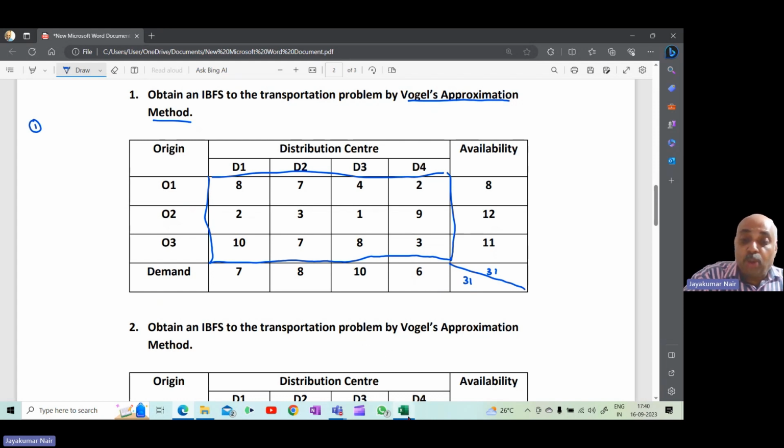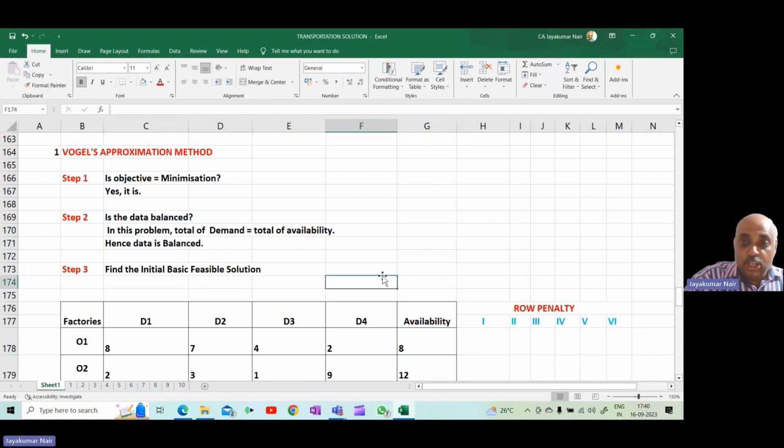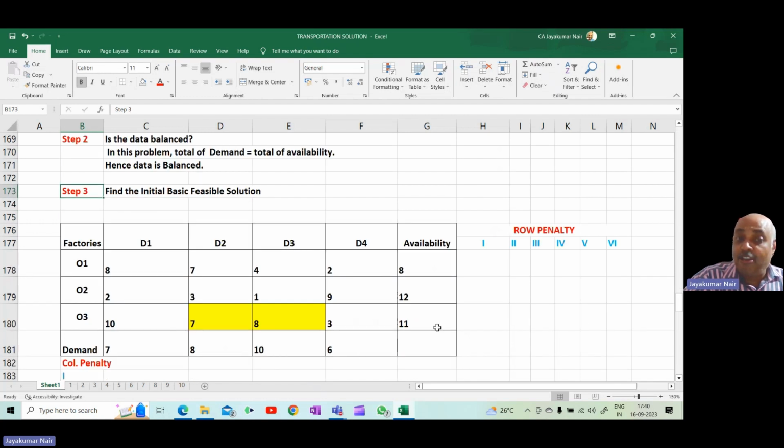So we will see how to solve this particular problem. First, Vogel's approximation method. As I told you, the first step is to ask yourself, is the objective minimization? The answer is yes, because the cost data is given to you and we are trying to minimize the total transportation cost. Coming to the second step, is the data balanced? The answer is yes, it is balanced because the total of demand is equal to the total of availability. So we can move on to the third step, that is finding out the initial basic feasible solution.